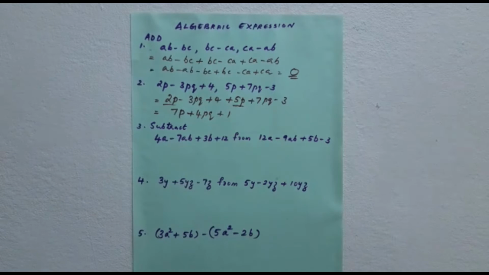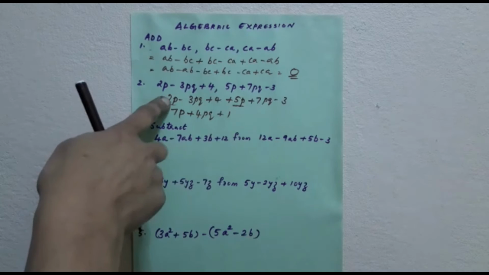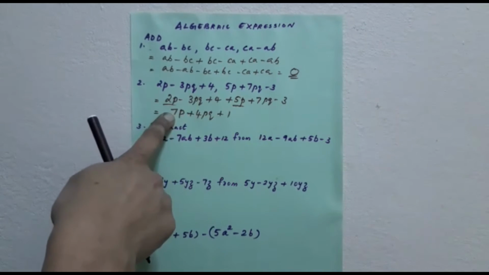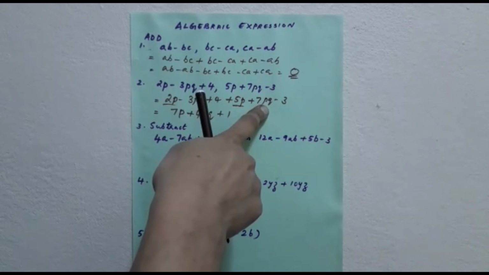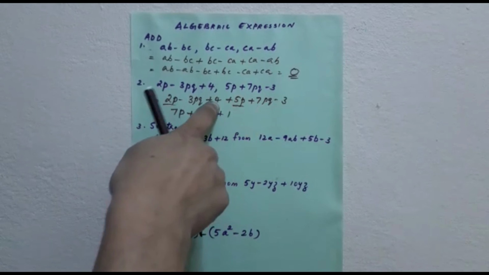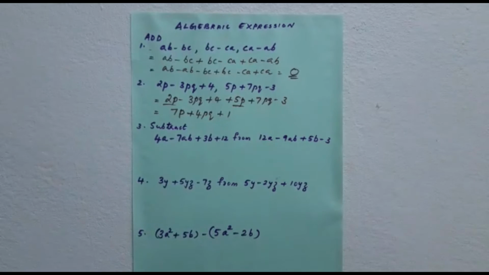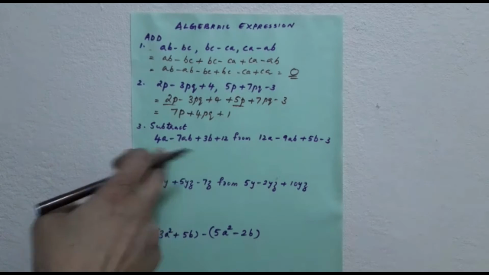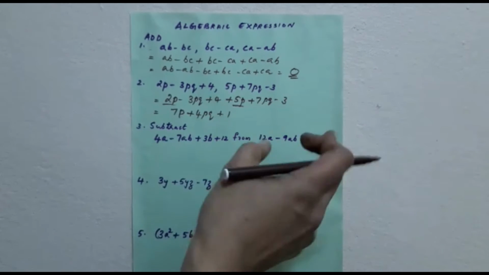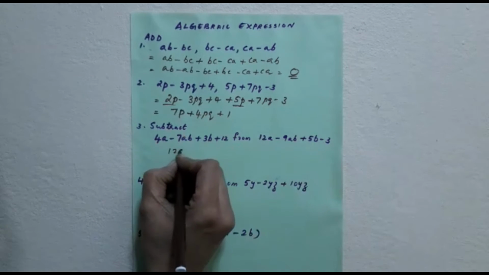So while arranging the like terms and adding the coefficients of the like terms, we get plus 7p, because 2p and 5p becomes 7, minus 3 plus 7 becomes plus 4, and 4 minus 3 becomes plus 1. Next, subtraction: the first polynomial from the second polynomial. So the second polynomial we have to write first.